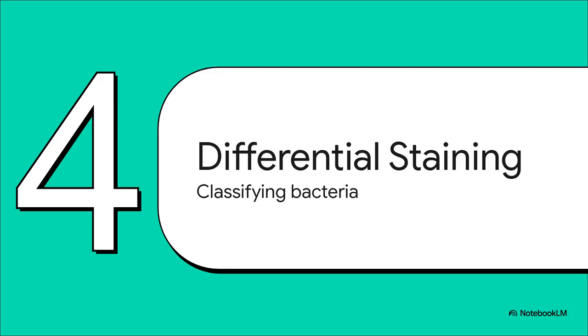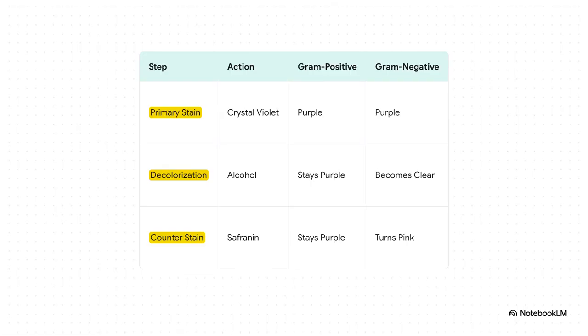And as the name suggests, it helps you, well, differentiate. And the absolute king of differential stains is the gram stain. It's the cornerstone of microbiology. Seriously, it divides almost all bacteria into two big groups, gram-positive and gram-negative.